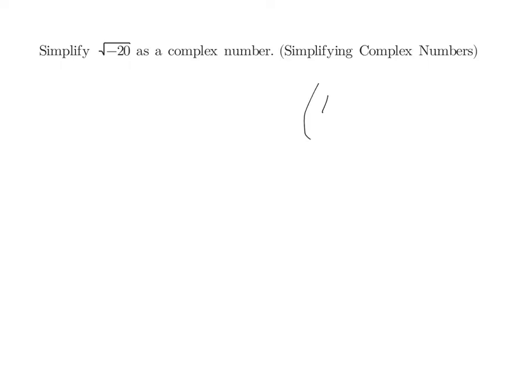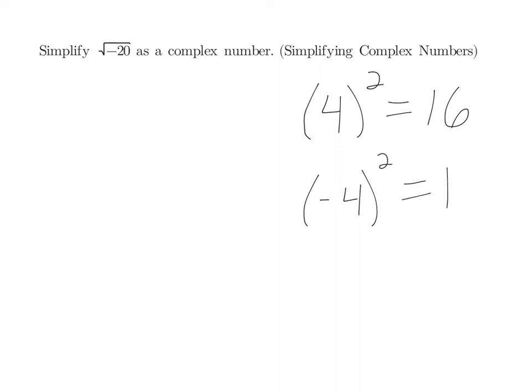So if I have 4 squared, that gives me 16, right? Because 4 times 4 is 16. And if I have negative 4 squared, that also gives me a positive 16, because negative times negative is a positive. So no matter if your number is positive or negative, when you square them you get a positive answer.